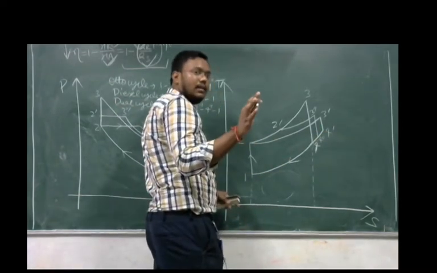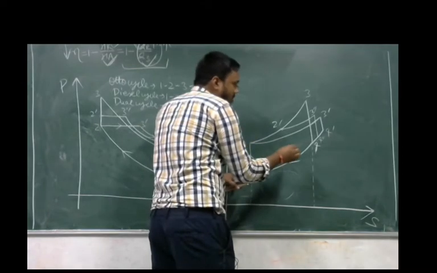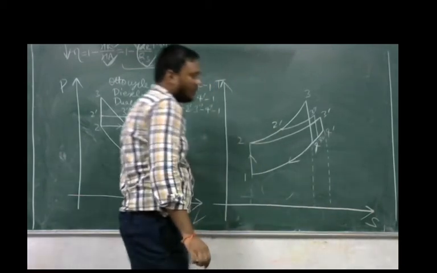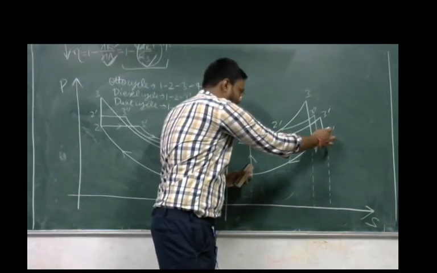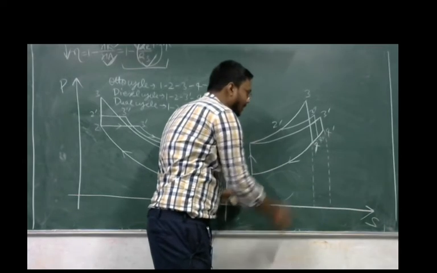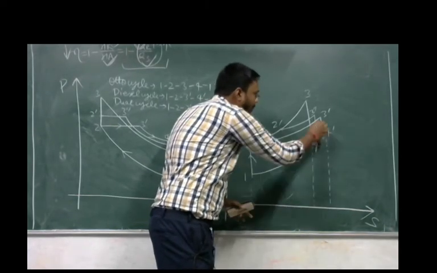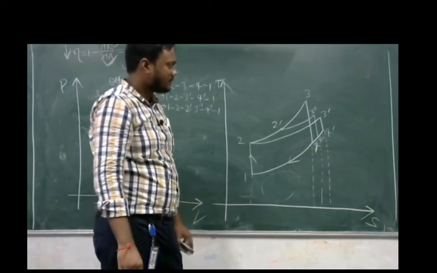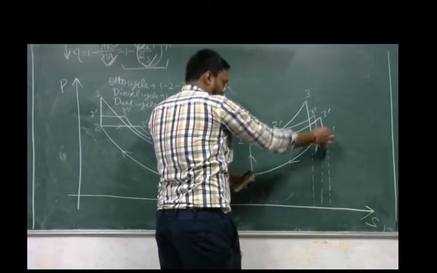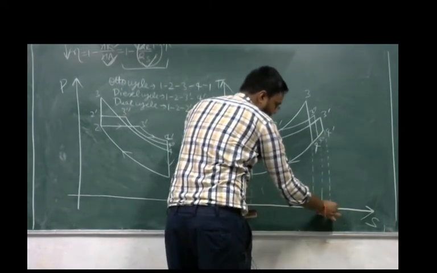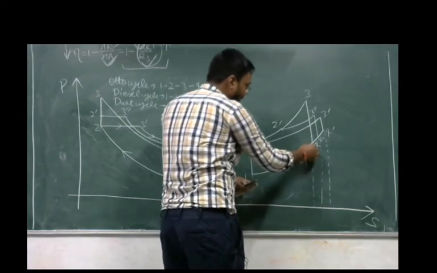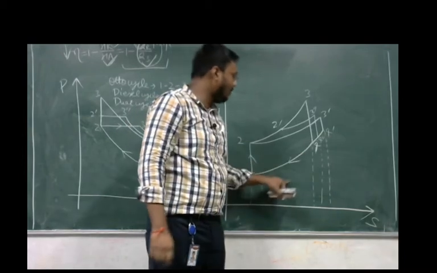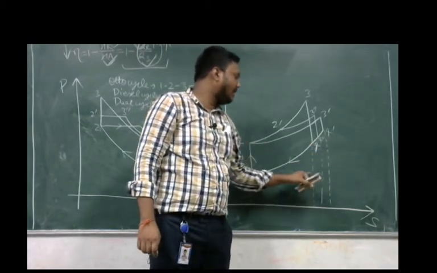If we see the area for the diesel cycle, it will be from 4 dash to 1, so this area will be more. We can see easily that for the diesel cycle this area is more, for the Otto cycle this area is minimum, and for the dual cycle it is in between Otto and diesel. The area for the diesel cycle is maximum, the area for the Otto cycle is minimum, and the area for the dual cycle is in between.